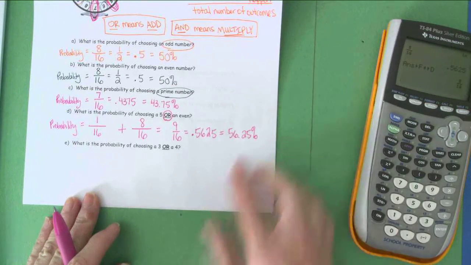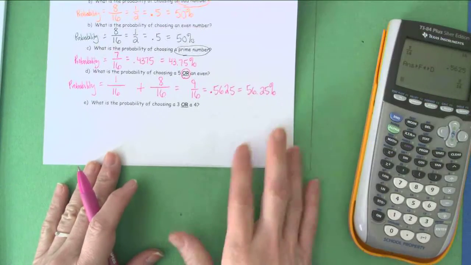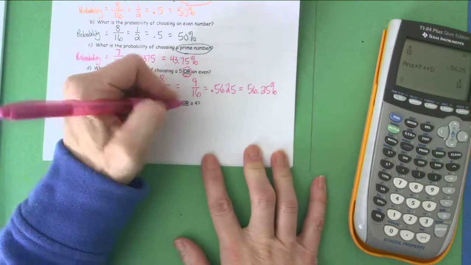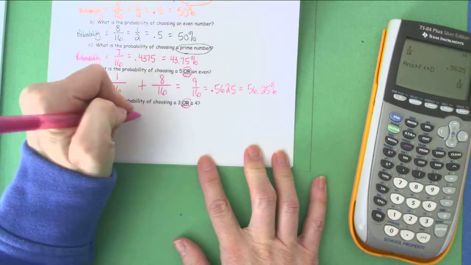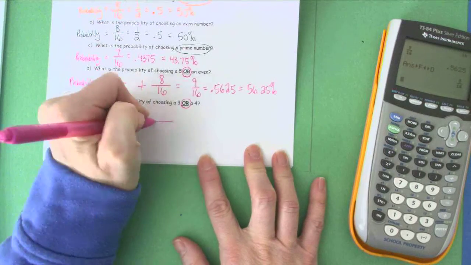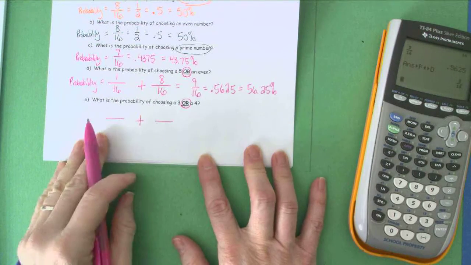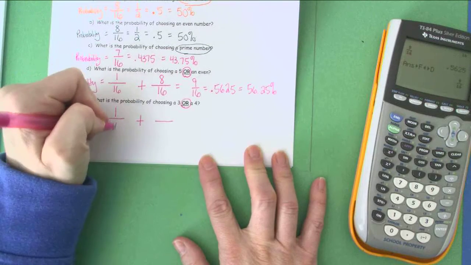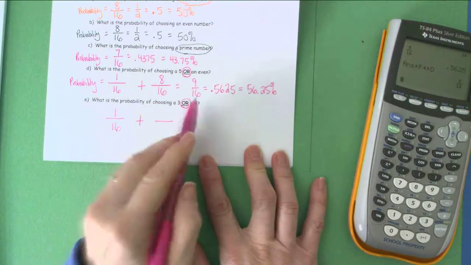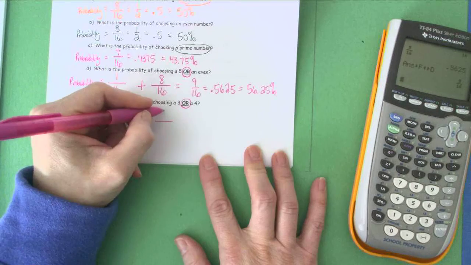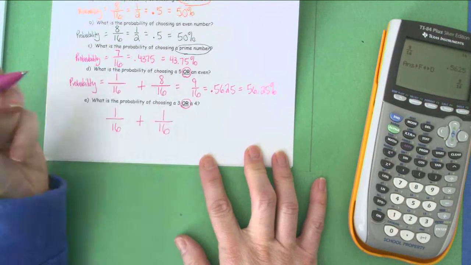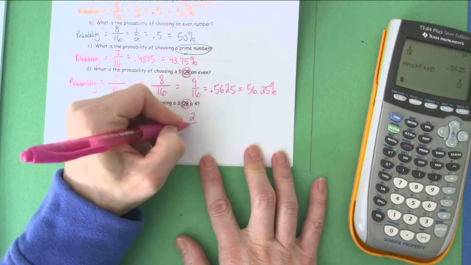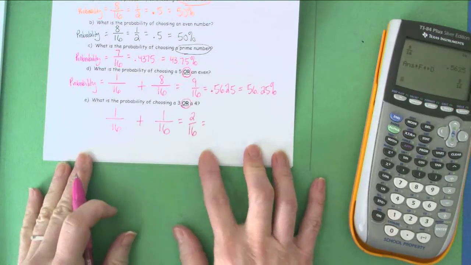Okay? And my last one here. What is the probability of choosing a 3 or a 4? There's that word or again. So I'm going to do a plus with 2 probabilities. The probability of choosing a 3, well, there's only one 3, so 1 out of 16. Plus, the probability of choosing a 4, there's only one 4 on the wheel out of 16. 1/16 plus 1/16 is 2/16. Now I know that reduces to 1/8.